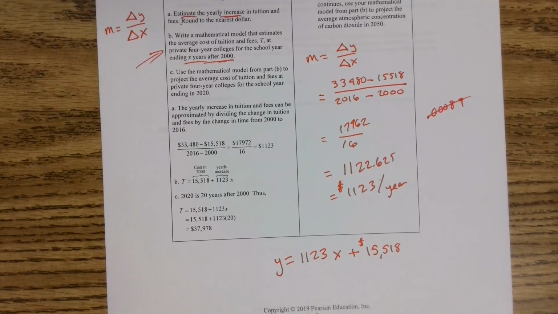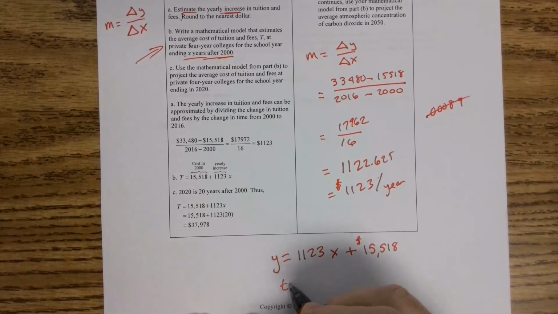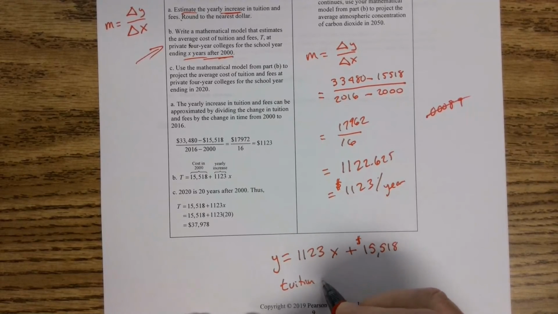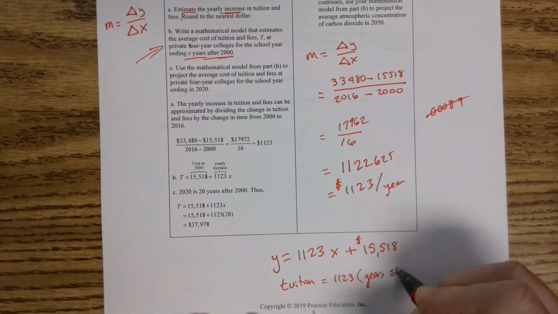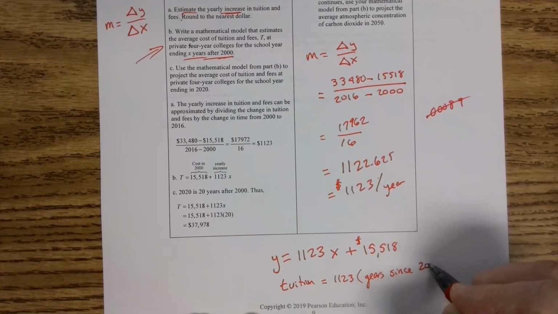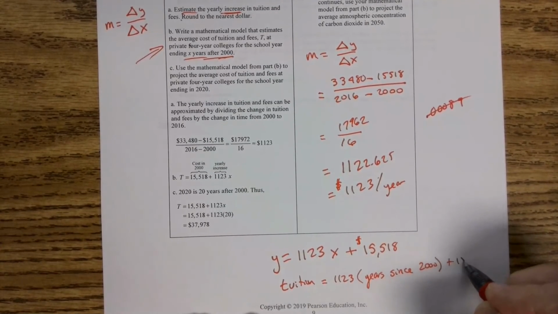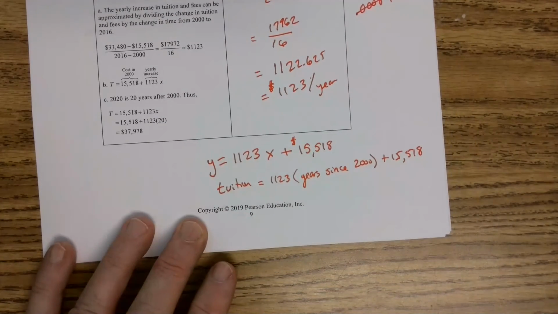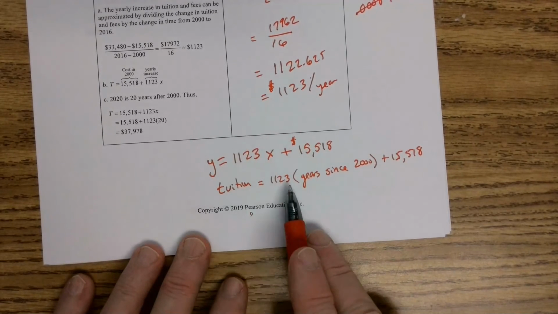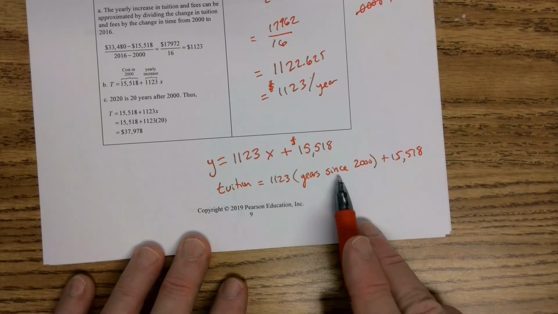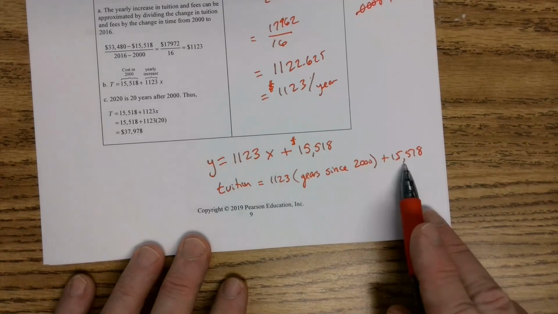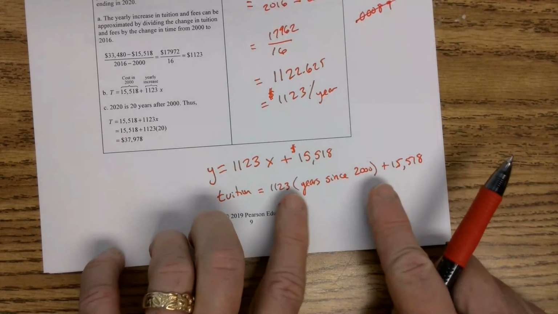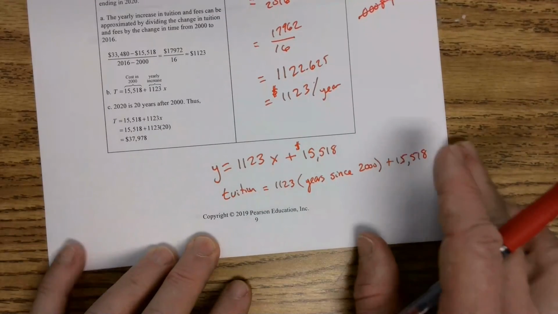Now if that looks bad, I would say it like this: tuition is equal to 1123 times years since 2000 plus 15,518. You don't have to do this, but that's a little better. Tuition is going to cost me 1,123 times how many years it's been since 2000, so 21 times that plus that. And that's actually fairly reasonable. It's a little high. Okay?